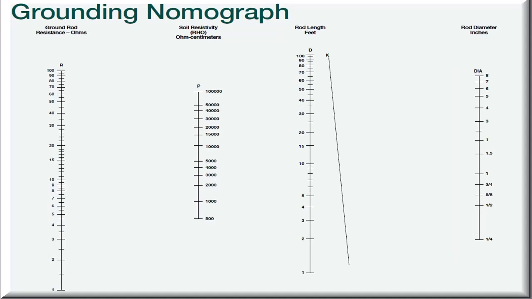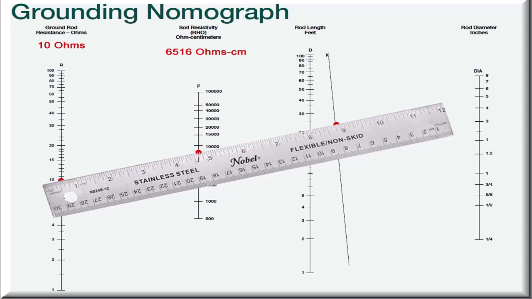Our first step will be to mark the desired ground resistance of 10 ohms on the R scale. Next, we will mark our measured ground resistivity of 6,516 ohm centimeters on the P scale. Using a straight edge, we can draw a line from the R scale through the P scale and extend it until it intersects the K scale.